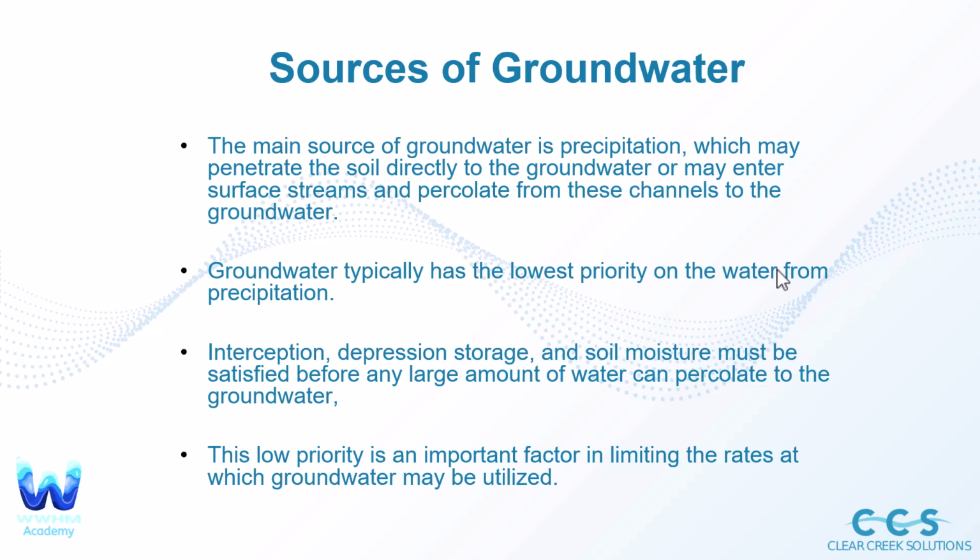Groundwater typically has the lowest priority on the water from precipitation. Interception, depression storage, and soil moisture must be satisfied before any large amount of water can percolate to the groundwater. So all these different facets, the depression storage, the soil moisture, are going to absorb all the water first, and groundwater is going to get a lot of the leftover water that comes after that. This low priority is an important factor in limiting the rates at which groundwater may be utilized.